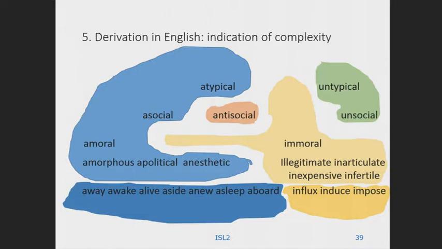So we can see here already that a and an, and also e, of course, or in, while all of them code negation, they don't code precisely the same negation, right? And what we have here for immoral and illegitimate, inarticulate, and so on, that's all actually the prefix in. But depending on its environment, it assimilates to im and ill due to phonological conditioning.